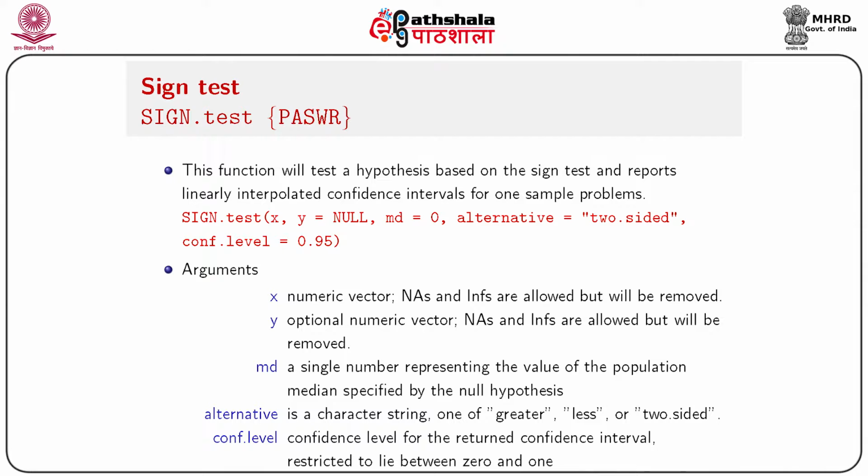For sign.test, the arguments are x, y, md, the median value, the alternative, and the confidence level. Say x is the numeric vector, y is the optional numeric vector. NA or infinites are allowed but will be removed. md, a single number, represents the value of the population median specified by the null hypothesis. Alternative is a string, one of the alternatives you have to choose. Then for the confidence level, you should provide the confidence level. By default it is 0.95.